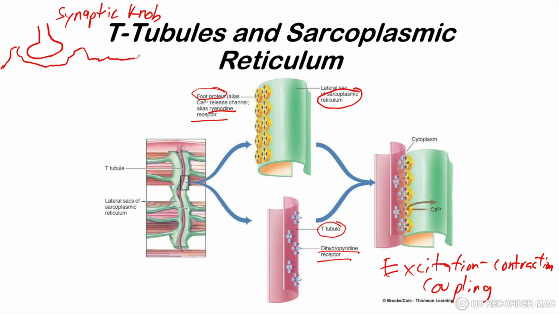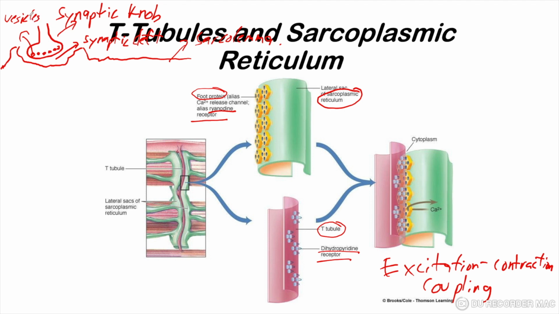Again, sarcolemma is the cell membrane, the plasma membrane of your muscle fiber cell. So this is your sarcolemma. That's the synaptic knob. This is the sarcolemma. And in that synaptic knob, you have your synaptic vesicles. And this portion right here, we will call the synaptic cleft. It's called a cleft because it's a space.